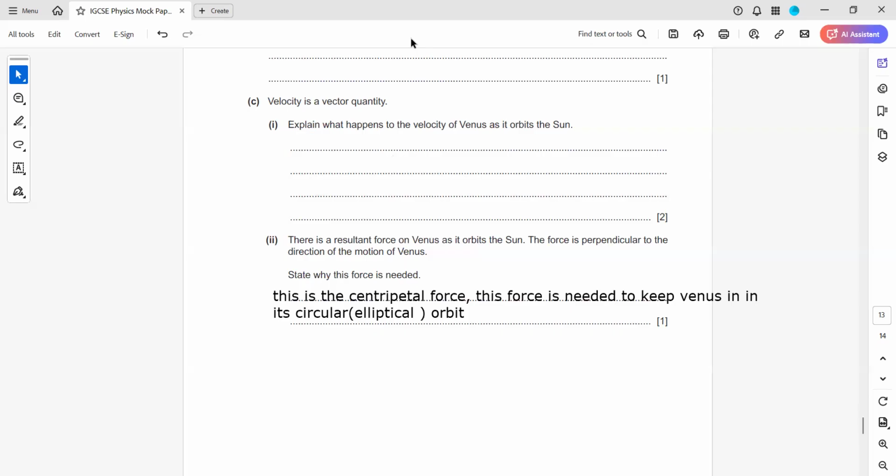So there's a resultant force on Venus as it orbits the sun. The force is perpendicular to the direction. Why is this force needed? Force is needed to change the direction continuously. As we want to change the direction, we need a force. Whenever an object moves in a circular path, we always need a force toward the center. So as we want a change in direction or change in velocity, that's why we need a perpendicular force for that.